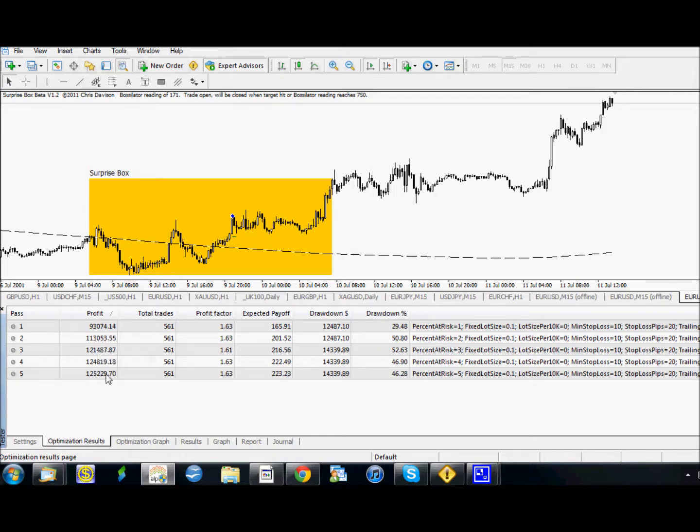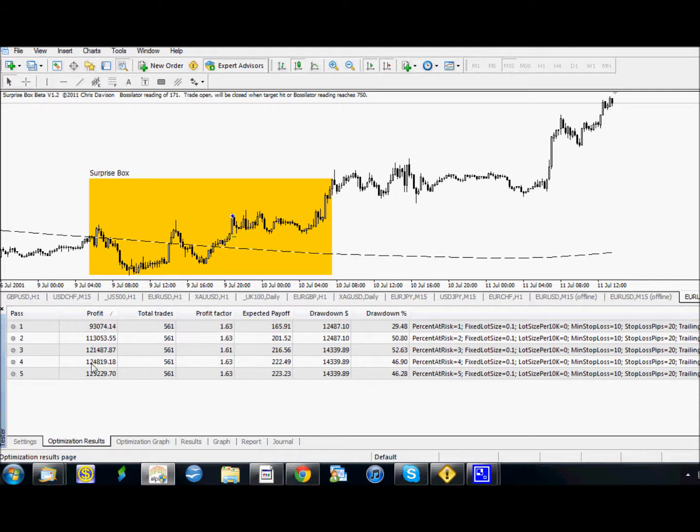Now, remember, this is back-tested data. This doesn't mean this is going to happen going forward, but it just does show what the difference is between using a fixed lot size, which doesn't grow as your trades win more and more, versus the percentage at risk approach, where as your account grows, the amount you're risking gets larger.